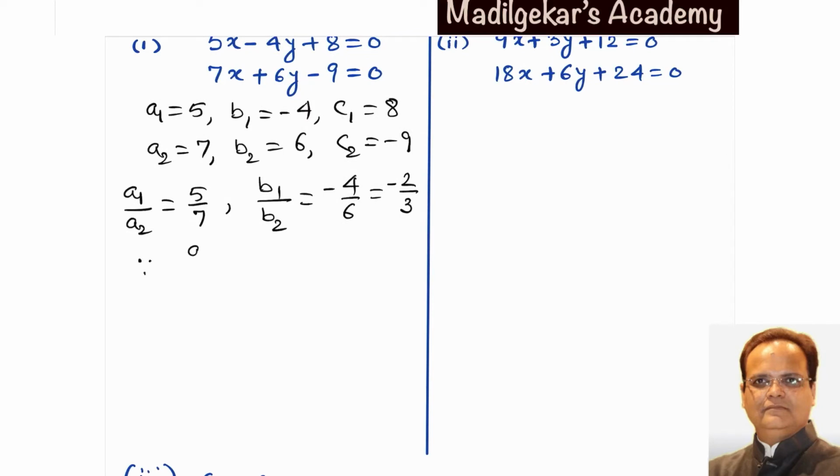Since a1 upon a2 is not equal to b1 upon b2, we can conclude that the given lines intersect each other.